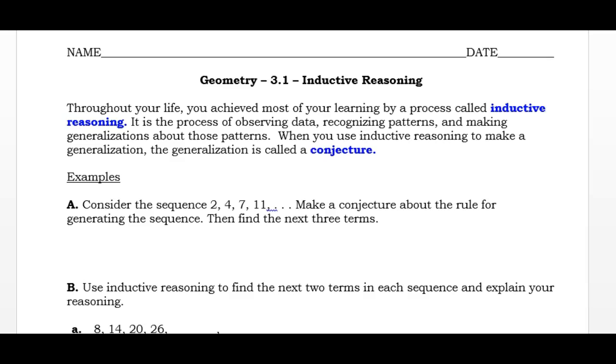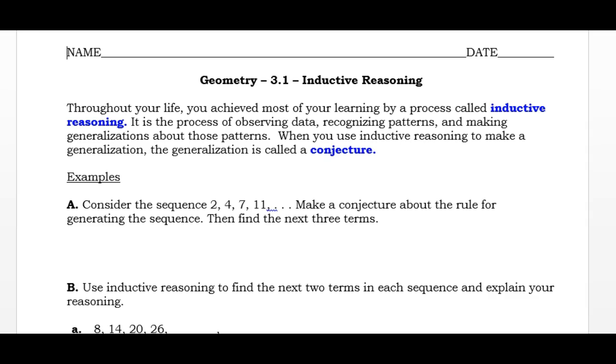This is Geometry Lesson 3.1, and in this lesson we're going to talk about inductive reasoning. Now, inductive reasoning sounds kind of fancy, but basically all you're doing is looking at patterns and using patterns to predict what should come next. So the first example here is consider the sequence 2, 4, 7, 11.